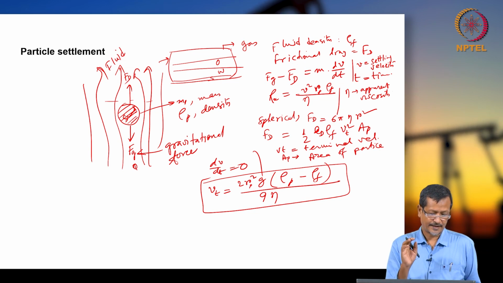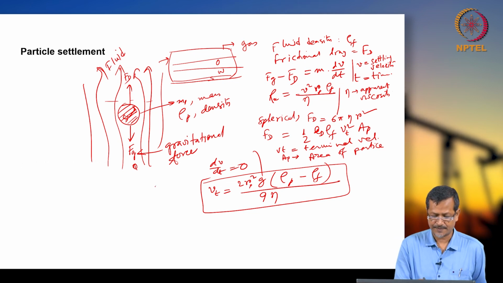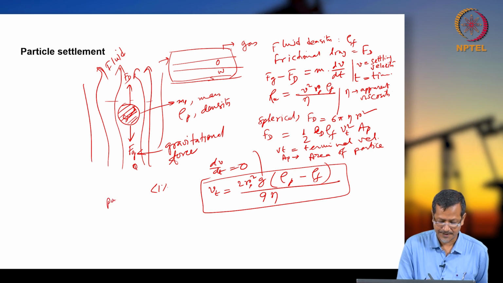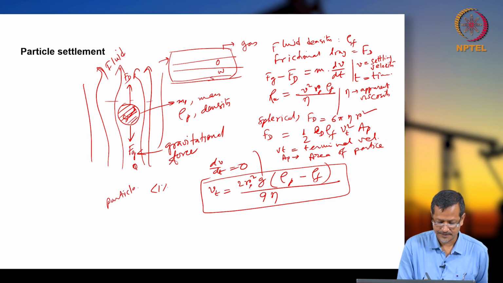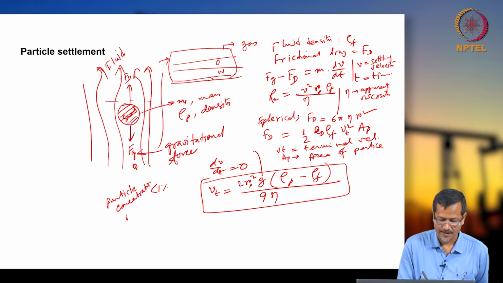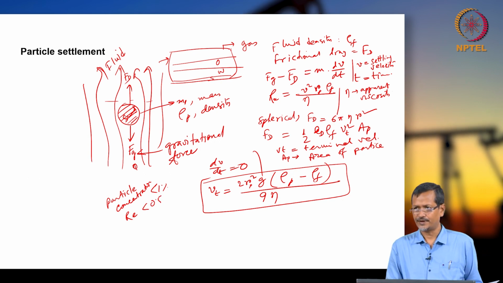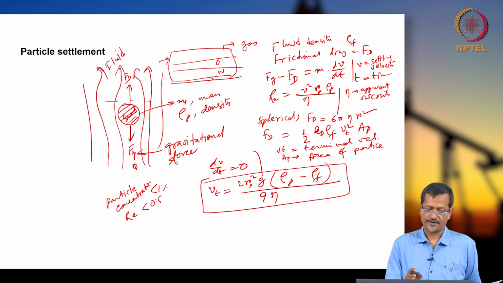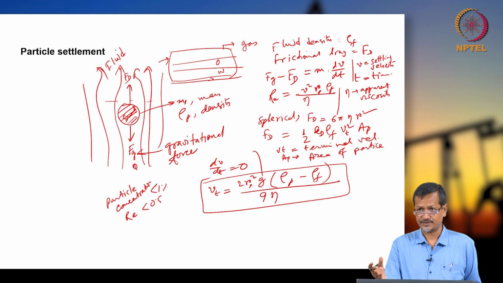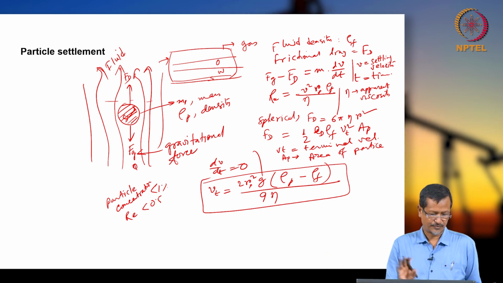So we are assuming particle content less than 1%, particle concentration, and Re less than 0.5, I think. So this condition should be there. If you change the Re value and the particle concentration increases, the formula will change actually. So we are not going into further details for that. Okay, up to this one.